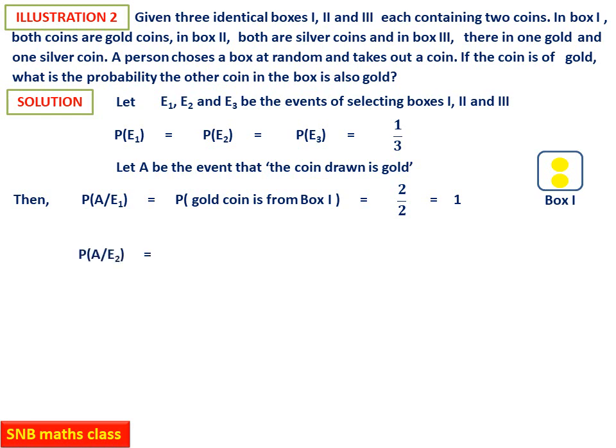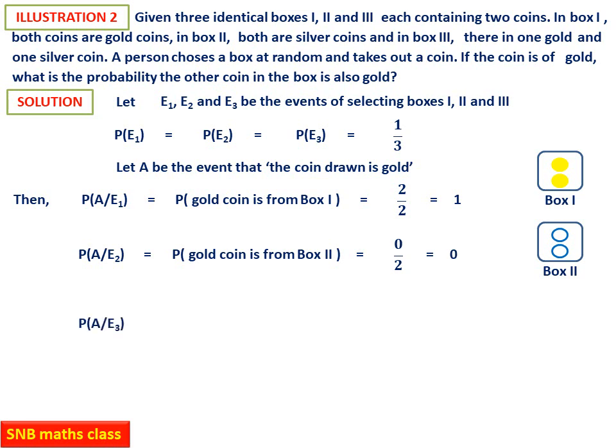What is probability A given E2? Look here. Probability of getting a gold coin from the second box. Now look here. In the second box there is no gold coin. So it is 0 by 2. 0. Then the third one. Probability A given E3. This will be equal to probability of getting a gold coin from the third box. Now how many coins are there? One gold and one silver. Therefore definitely it is 1 by 2. So this is a very important step actually.